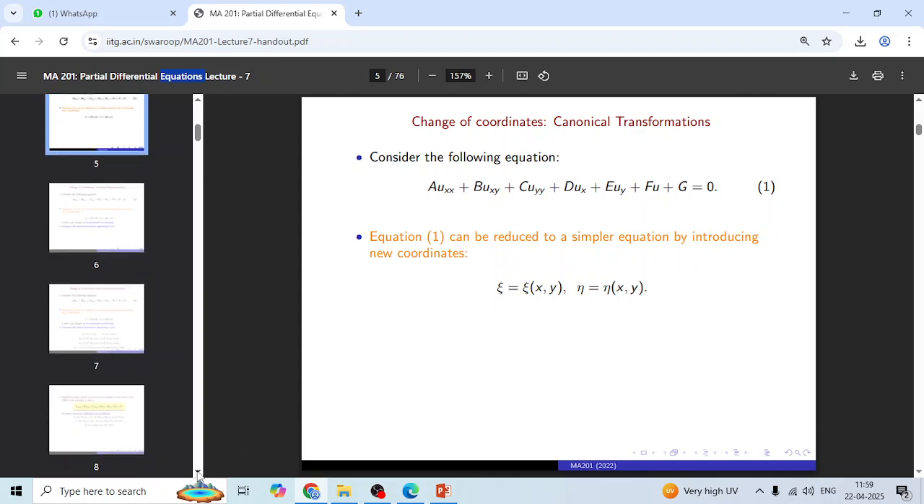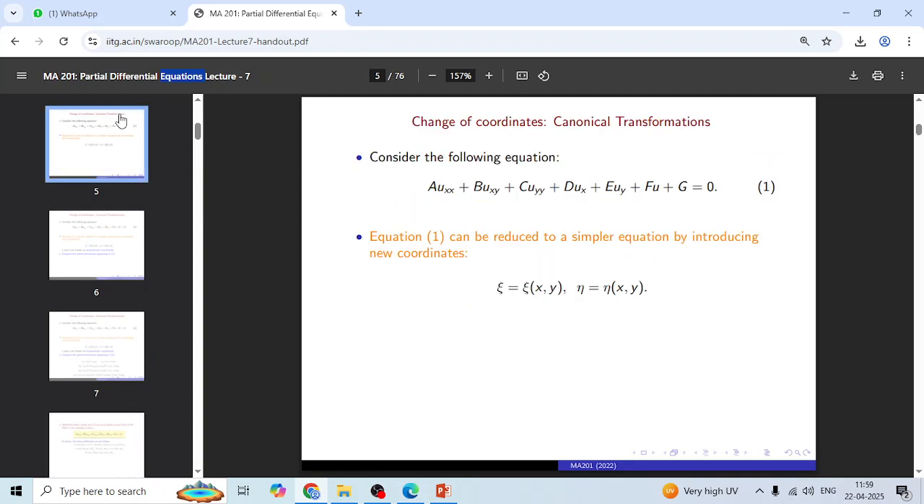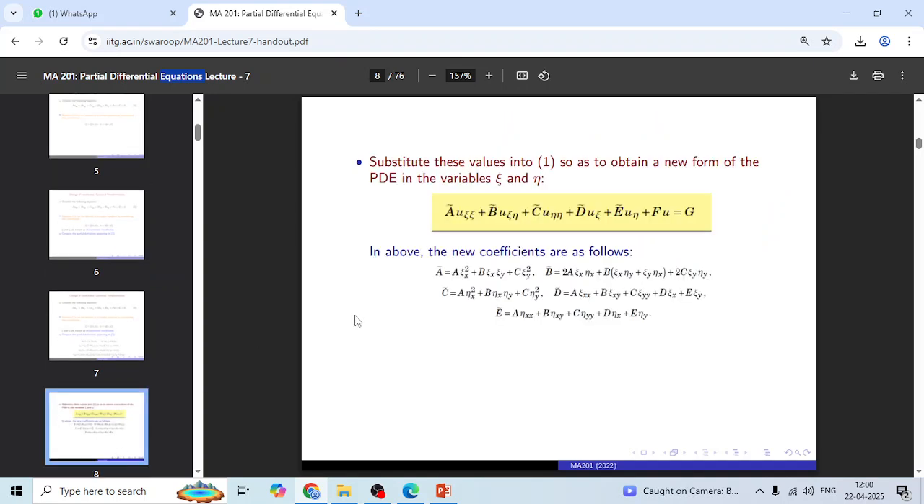After introducing these variables in equation 1, we finally get the equation A tilde u_psi psi plus B tilde u_psi eta plus C tilde u_eta eta plus D tilde u_psi plus E tilde u_eta plus F u equal to G. In equation 1, A, B, C, D, E, F, G are sometimes constants, and sometimes they are functions of the independent variables. Now we see A tilde, B tilde, C tilde, D tilde, and E tilde, whose values are denoted here. By using these values in the equation, we have the canonical equation.